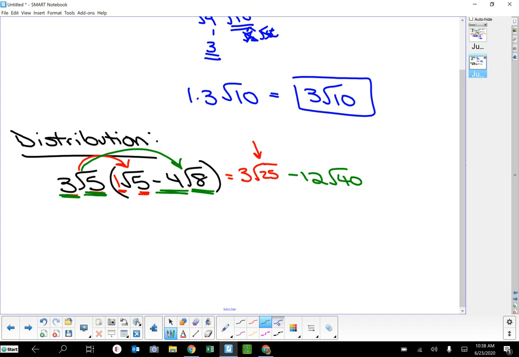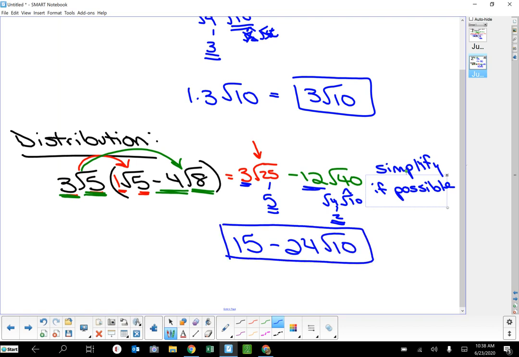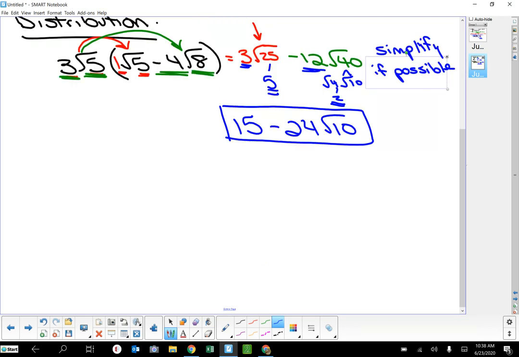So now we're going to simplify each of these terms if possible. You already know how to do this. The rad 25, that's a perfect square, becomes just 5. So this is 3 times 5, and that's 15. Rad 40 is rad 4, rad 10. Rad 4 is a 2, so 2 times negative 12 is negative 24, radical 10. And those are not like terms, so that's your answer to that problem. Okay? Let's do one more.